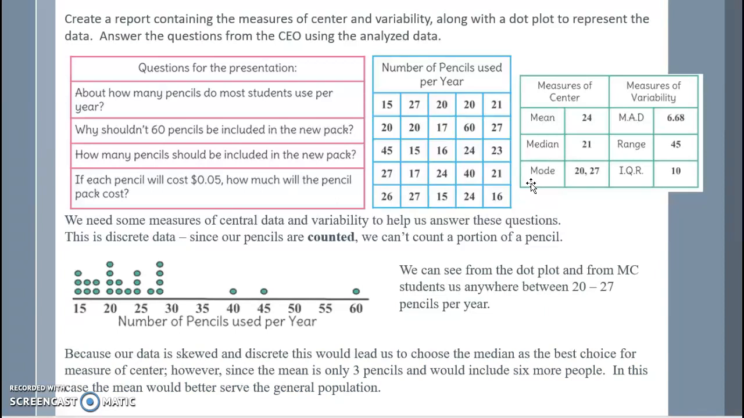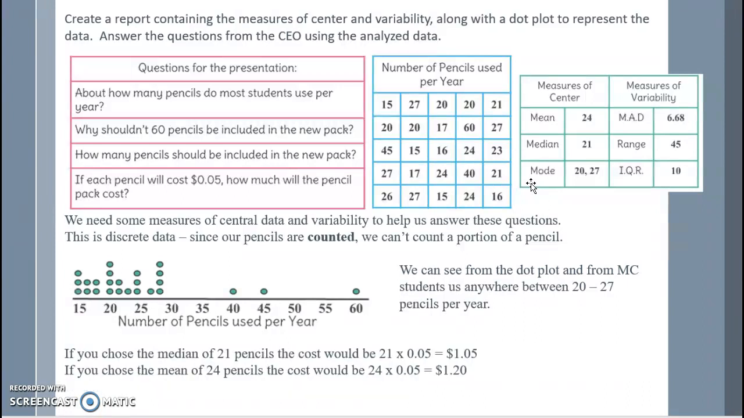Because our data is skewed and discrete, this would lead us to choose the median as the best choice for measures of central tendency, so 21. However, since the mean is only 3 pencils more and would include 6 more people in our data, in this case the mean would better serve the general population.